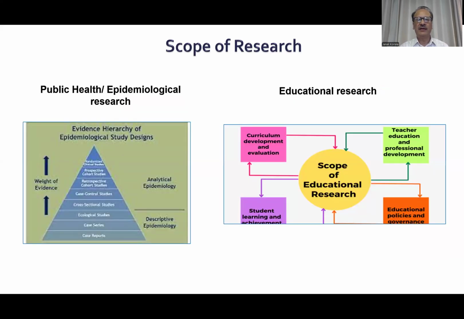Similarly, there is a big scope in the public health world. It can be epidemiological research or different types of implementation, analytical research in public health. Similarly, as a health science educational institution, we also have the opportunity for educational research of a variety of types, as we can see on this diagram.